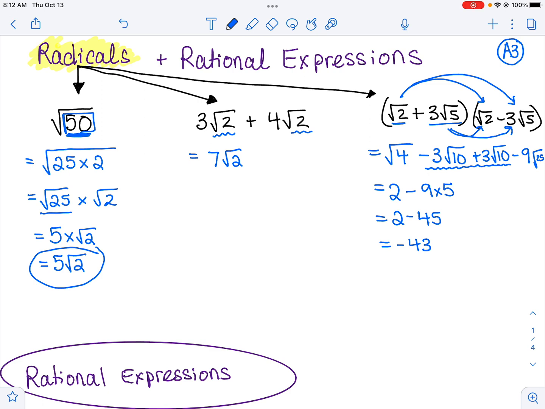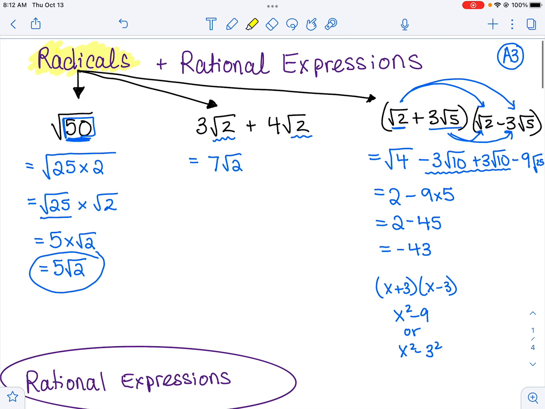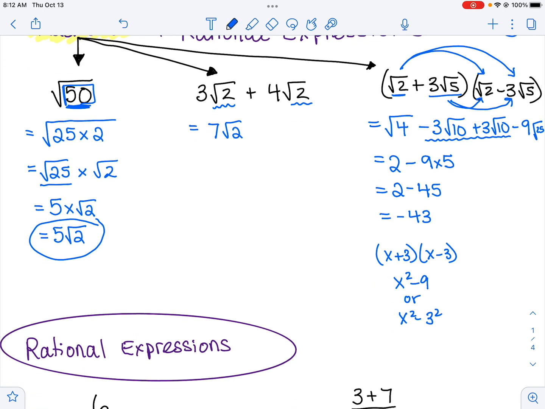Okay, so a quick way to get to this answer is, we notice that it's kind of like a difference of squares, like x plus 3 times x minus 3, which simplifies to x squared minus 9, or x squared minus 3 squared. If you know that pattern, you can do this really quickly. So your first term is root 2, so it's going to be root 2 squared minus your last term, 3 root 5, squared.